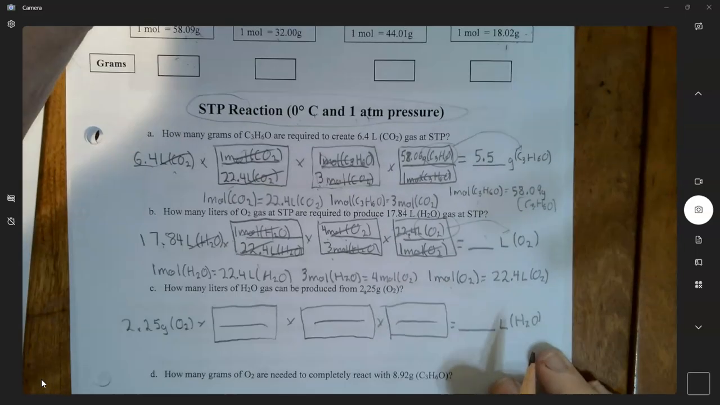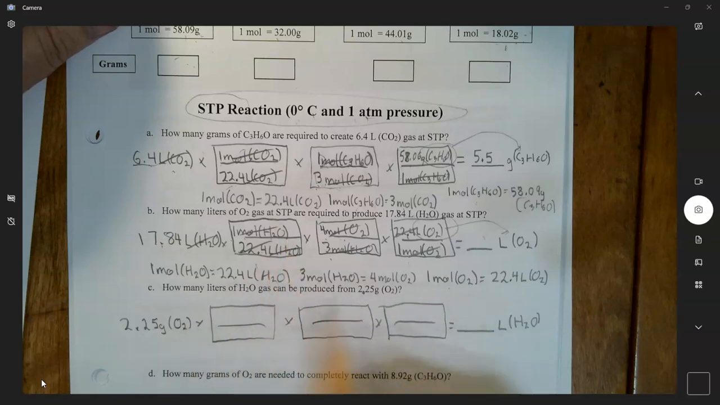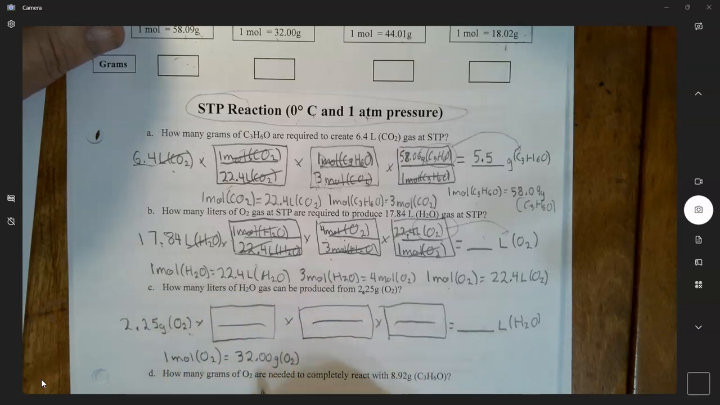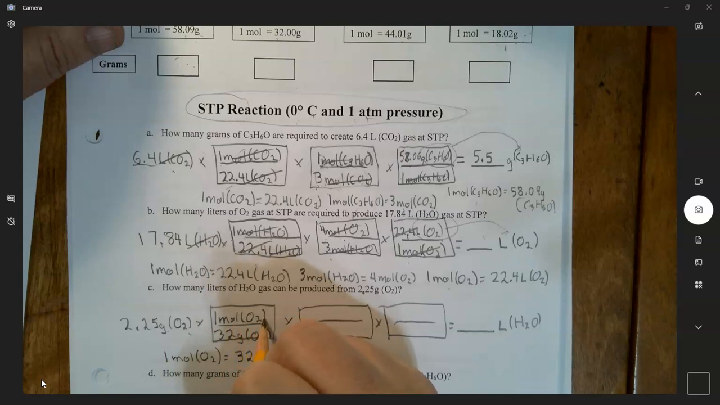Alrighty, so first we need to go from grams of O2 to moles of O2. So use molar mass, and it's 32 grams per mole. We need grams to cancel out, so the 32 has to go on the bottom. The other guy goes on top. Grams of O2 cancels and cancels.